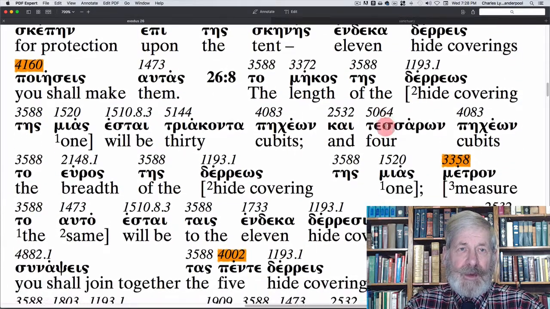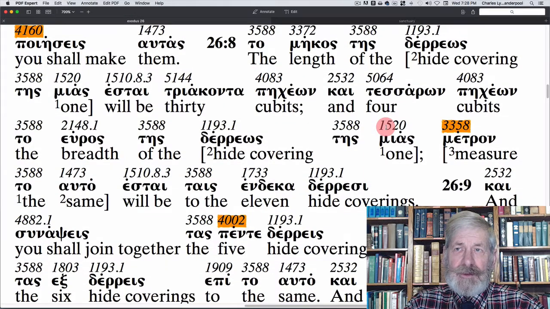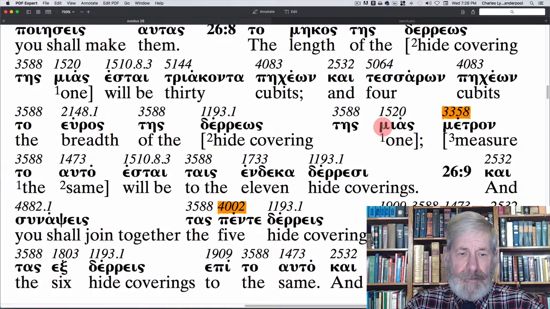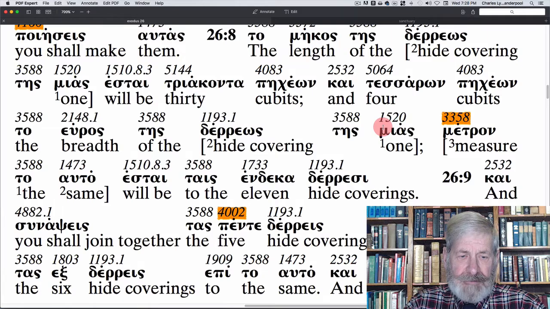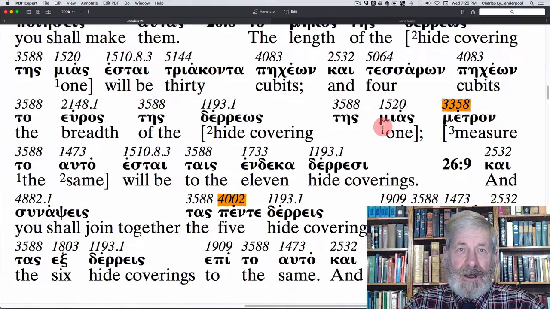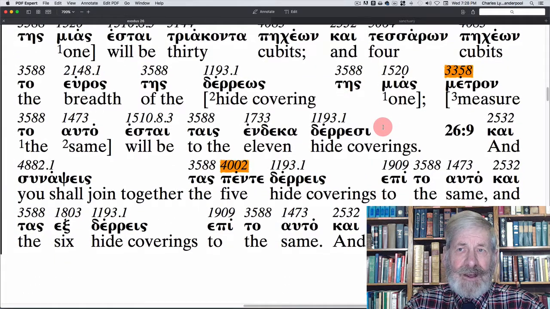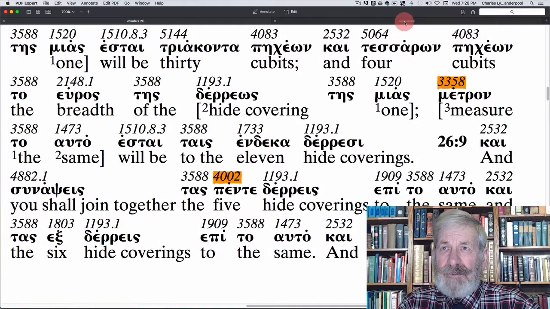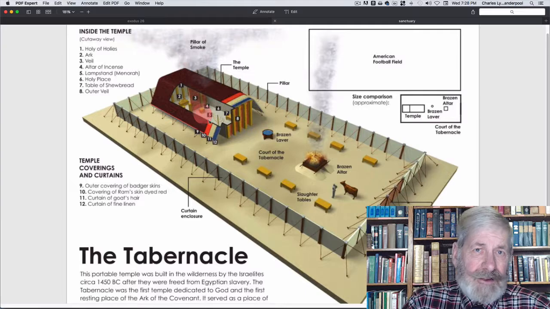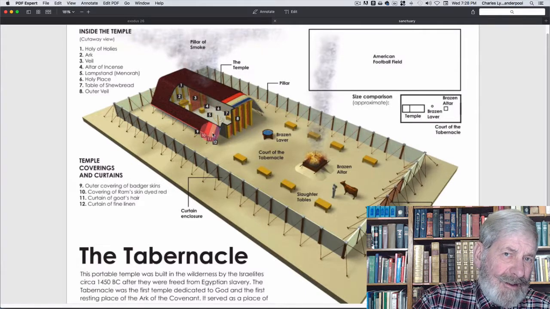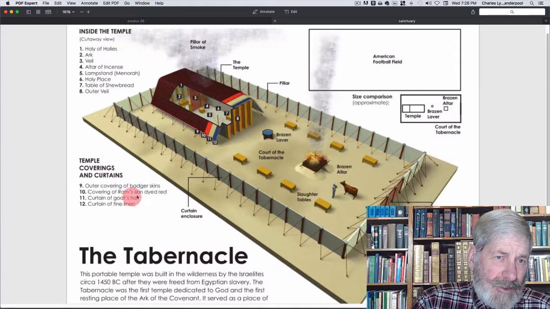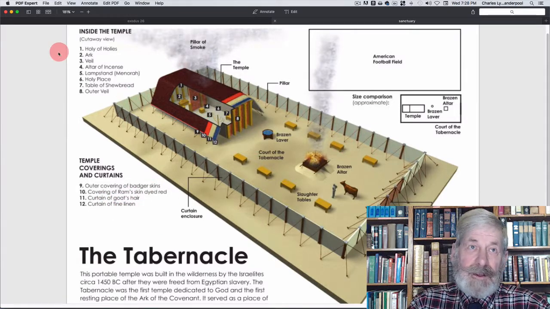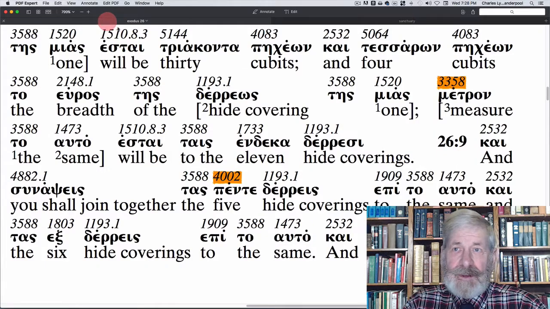And the length of the one hide covering will be 30 cubits, and 4 cubits for the breadth. It's 45 by 6 foot. You make 11 of these hide coverings, and they went on top of the tent. And I believe it's right here, it has right over here these different hide coverings, covering of ram skin, dyed goat, and so forth. Again, this is the best I can come up with.